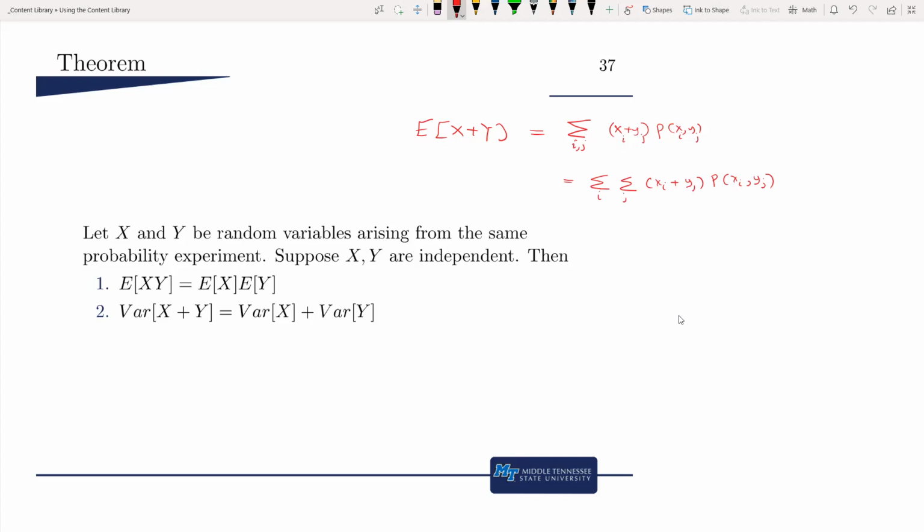So this one you can break up: you can multiply x_i times p(x_i, y_j) and then y_j times p(x_i, y_j). And then you can show that it's going to be E[X] plus E[Y]. Okay. That's something I didn't include here, but that's how you prove that particular result.